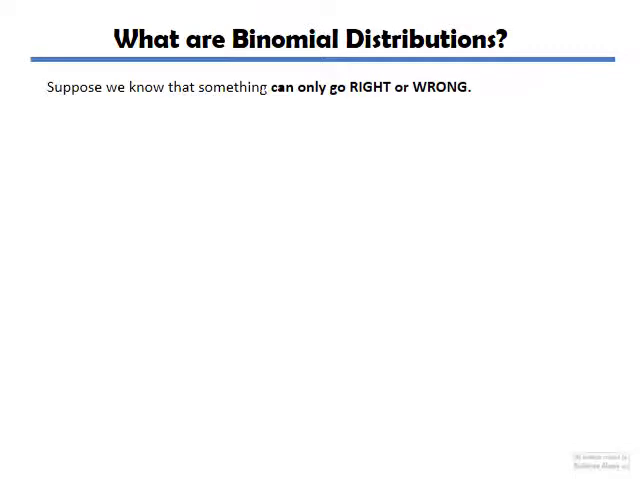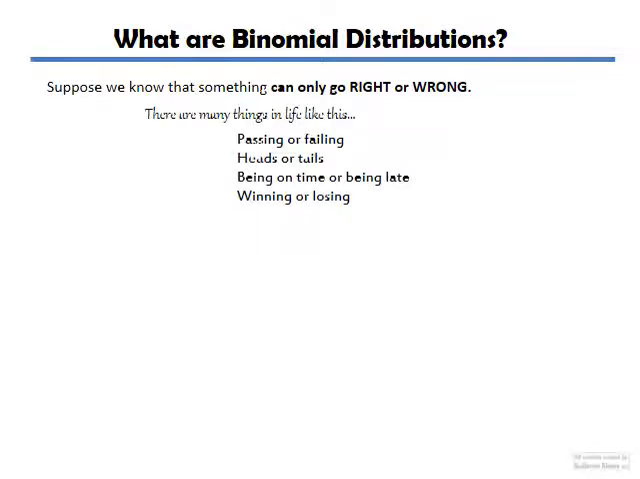Well, I need something that can be one way or the other. I can't have something that might be this way, or this third way. One way or the other, two possibilities. One way to think about it: something that can go right or wrong. And I need to know the probability that it goes right or wrong.